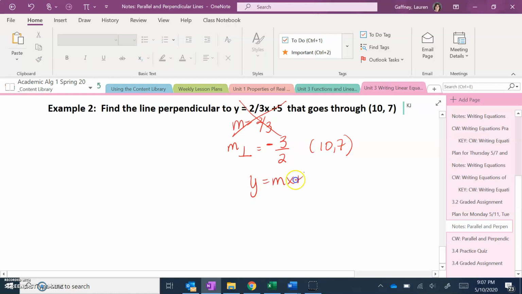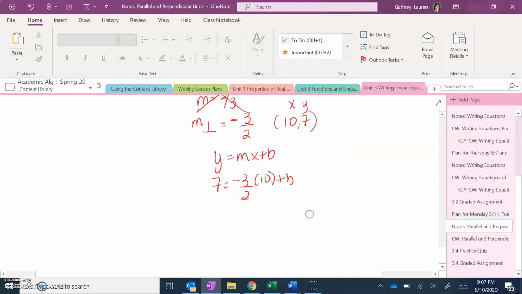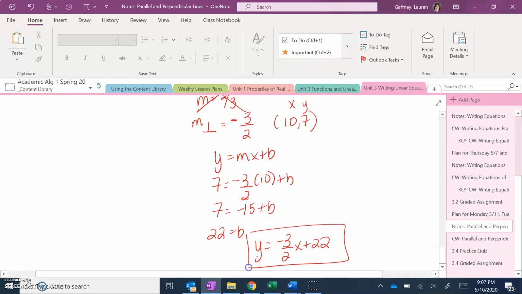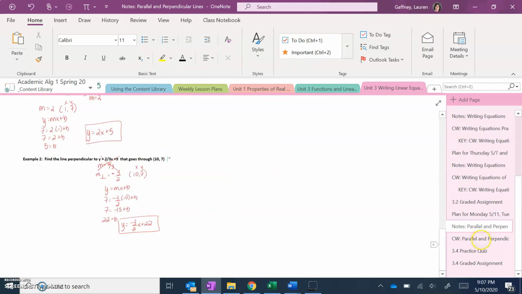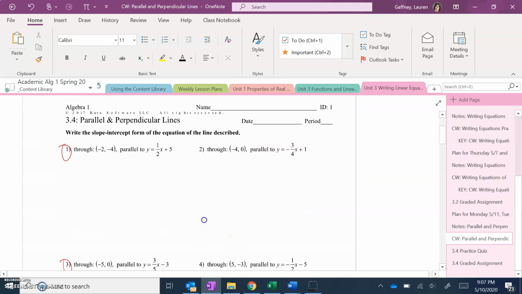So y equals mx plus b. This is x, and this is y. So let's fill in. And you can use a calculator here to do this multiplication if you need. You're going to get -15. So add the 15 over, you get 22 for your b. So y equals -3/2 x plus 22. So if I were to graph this original and graph this on the same line, they would be perpendicular to each other.